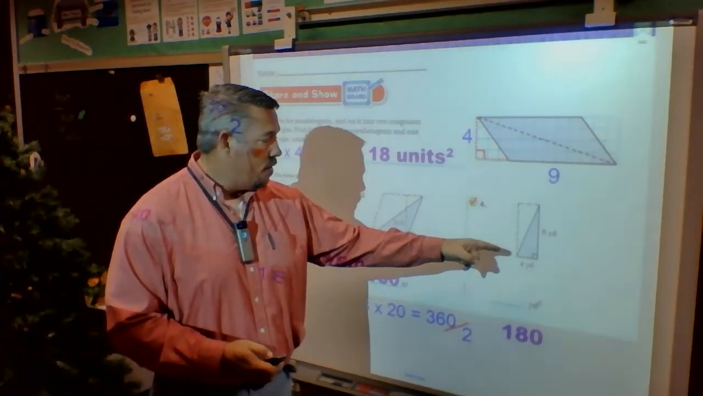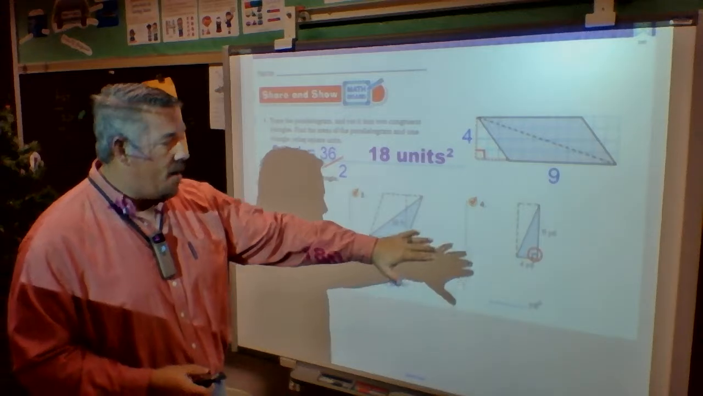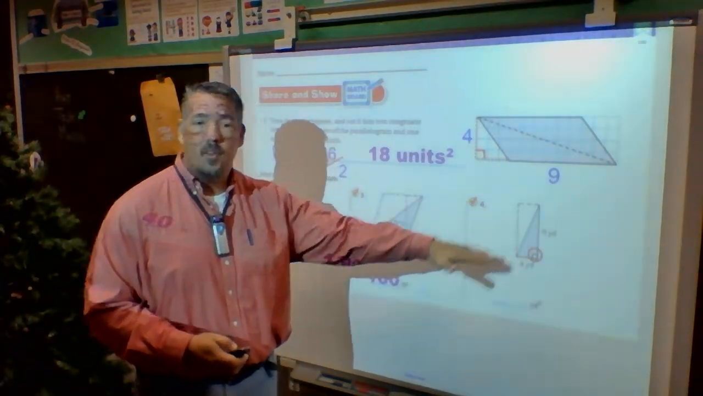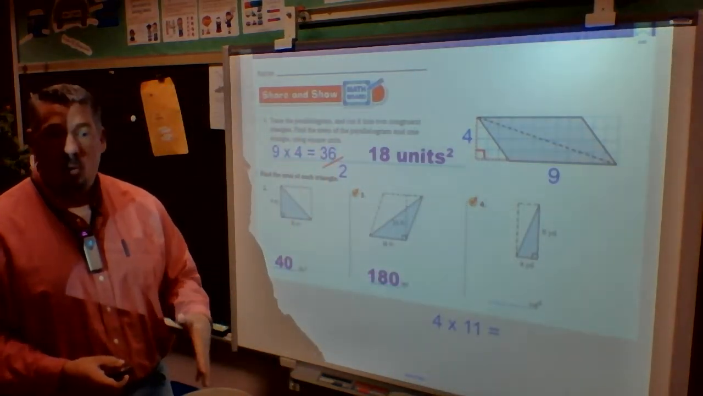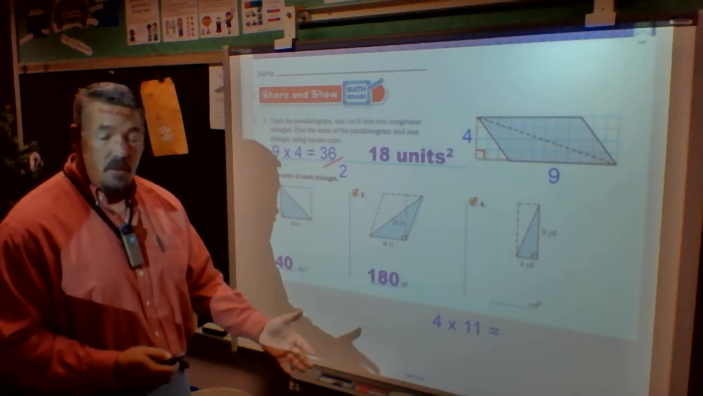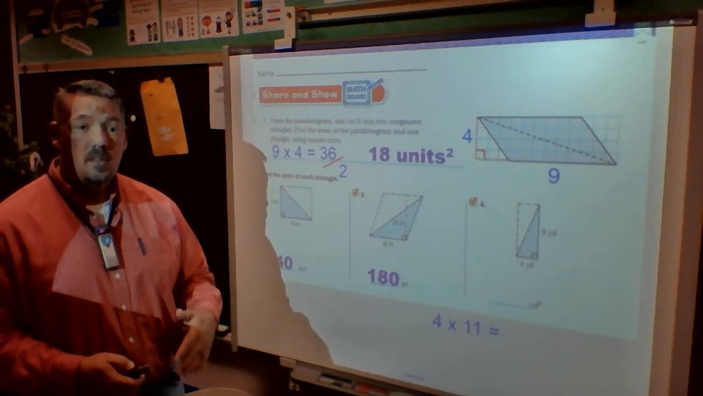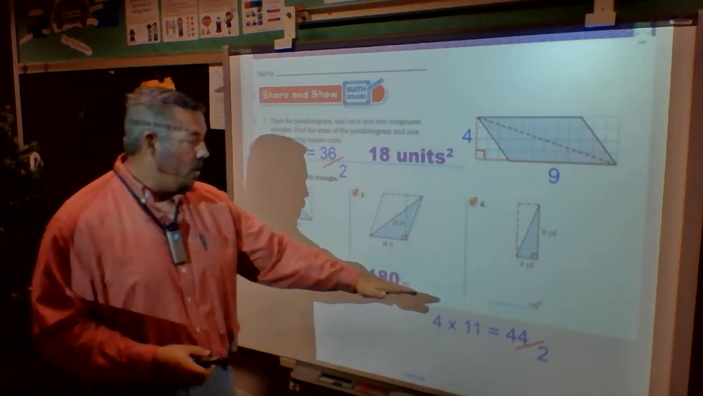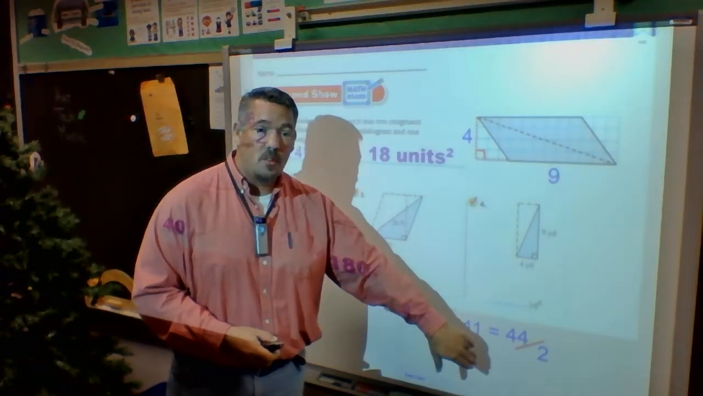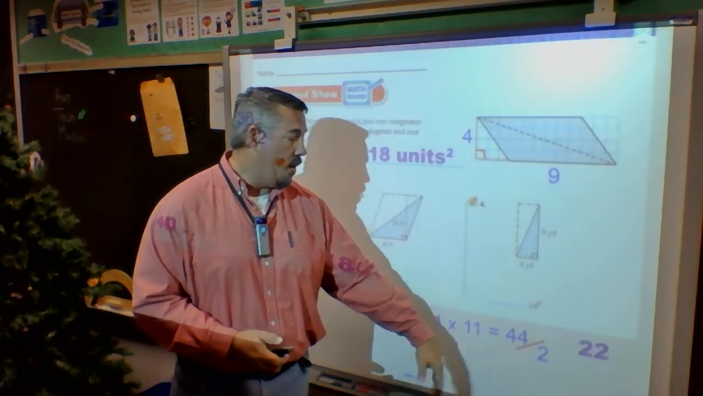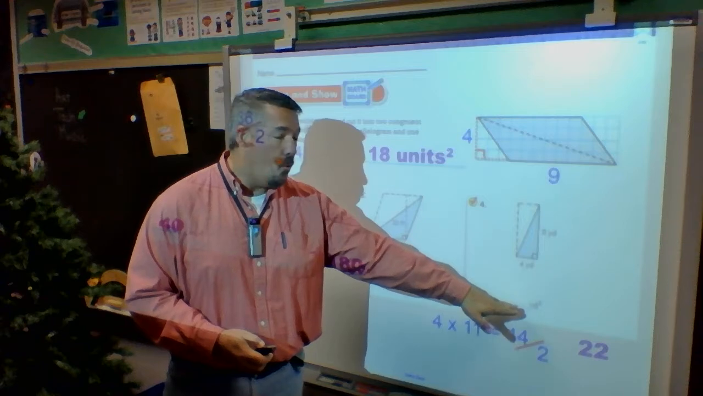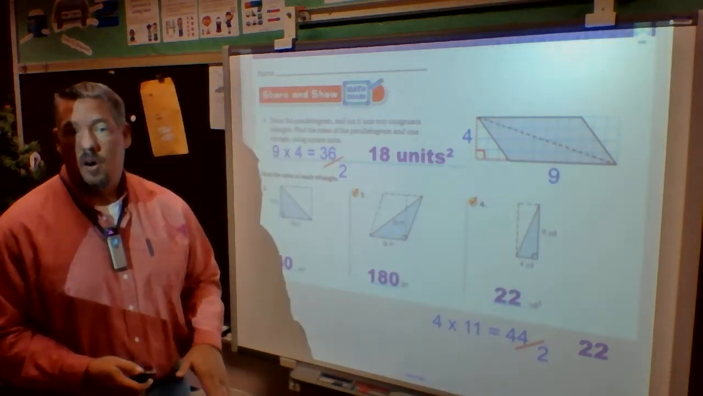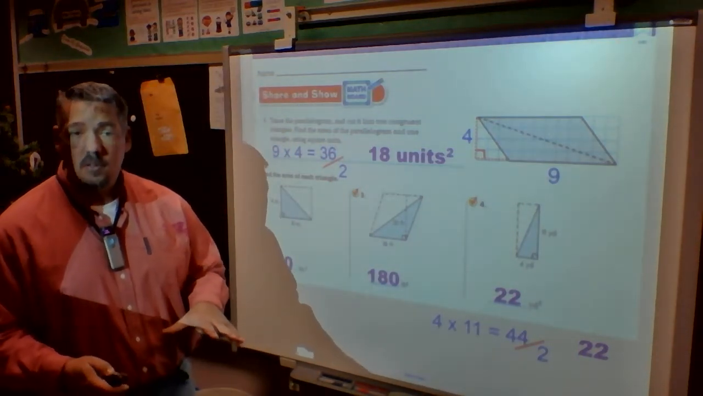Number 4 then, finding my right angle. I have the measurements of 4 and 11. So I take my base of 4 times my height of 11. 4 times 11 does give me 44. 44 then, because it's a triangle, divided by 2, is going to give me 22 square yards. Are we still good?